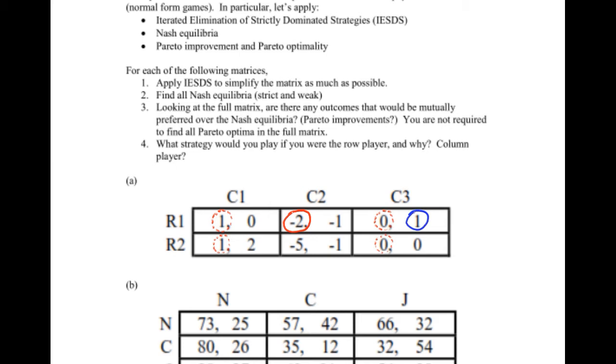And we go through the same thing for the second row. If the row player chooses R2, what would the column player prefer from 2, -1, and 0? And obviously it's 2, so that gets a solid circle.